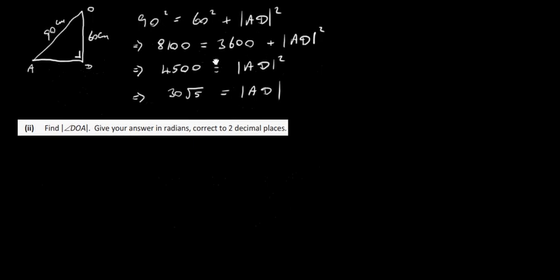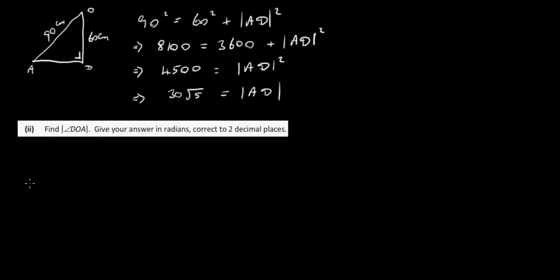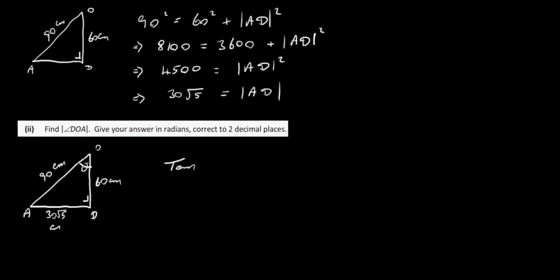So let's do that. Just redrawing that triangle, we have A, we have D, O. This is right angle, this is 60 centimeters, this is 30 root 5 centimeters, and this is 90 centimeters here. Now in order to find this angle here, we can use sine, cos, or tan. I think what I'll do is use tan. We'll call it theta.